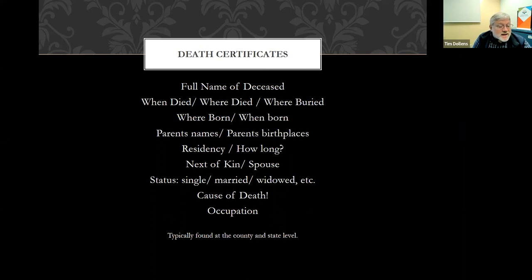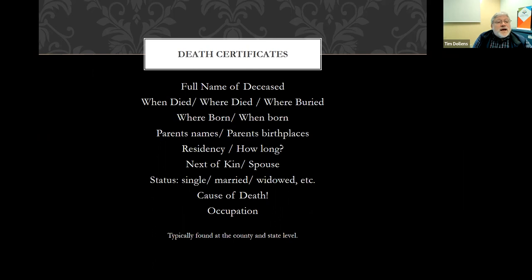And of course, their status: are they single? Are they married? Are they widowed? And of course, for those of you interested in your health history, cause of death. And then I put down occupation, because occupation is a very important aspect of a person's life, because you could theoretically get into occupational records and affiliations that might be of benefit.